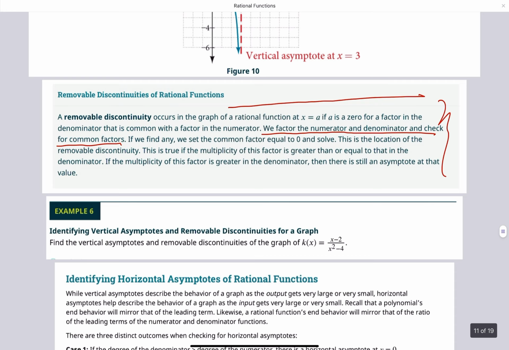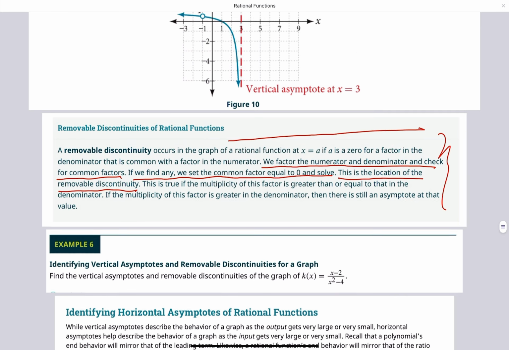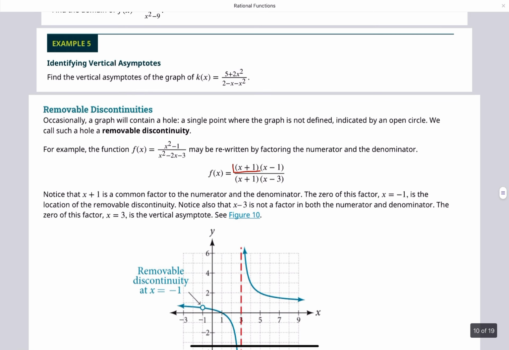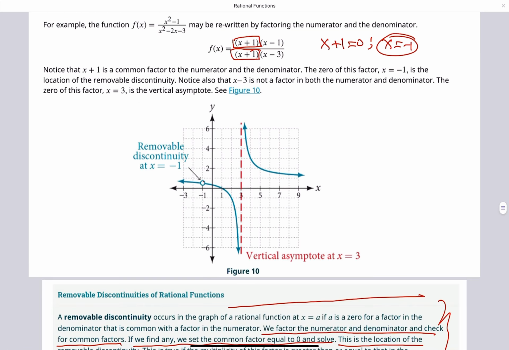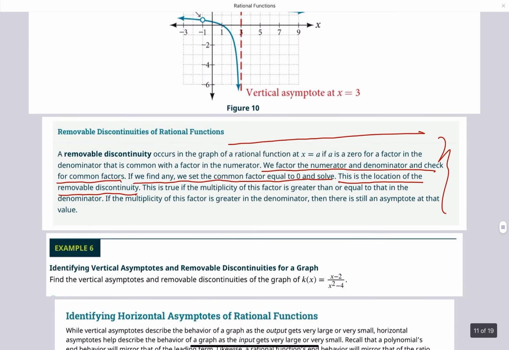If we find any, we set the common factor equal to 0 and solve. This is the location of the removable discontinuity. Let's say you find this common factor in the numerator and denominator. What do you do? You take x plus 1, you set it equal to 0, x equals negative 1. Well, that is simply your hole, okay? This is true if the multiplicity of this factor is greater than or equal to that in the denominator.